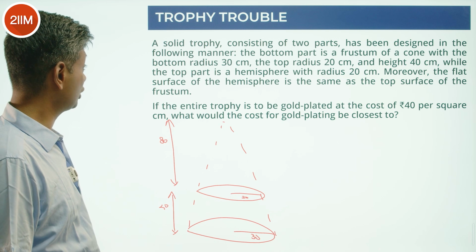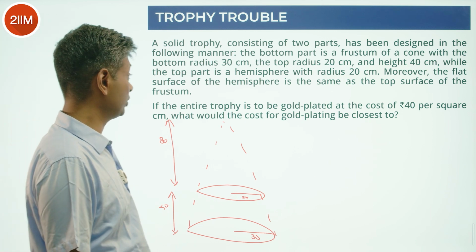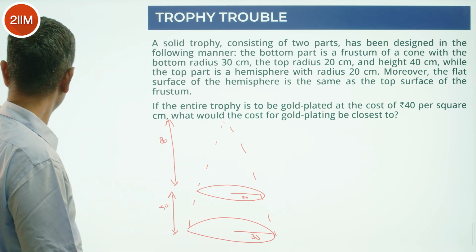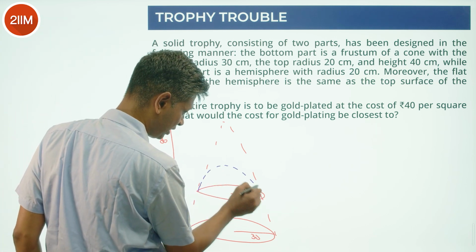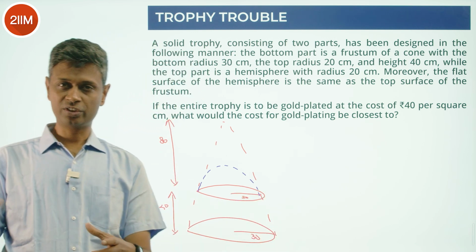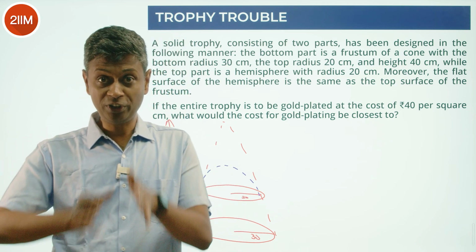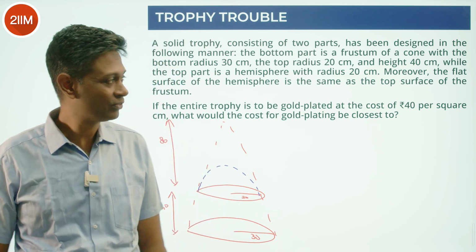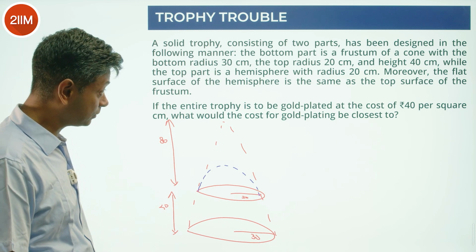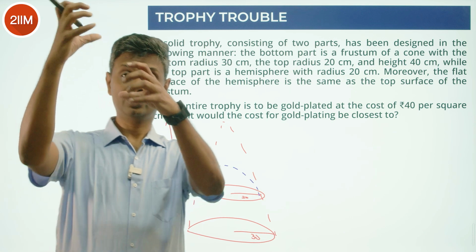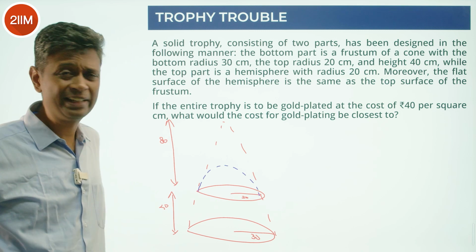This is the frustum. While the top part is a hemisphere with radius 20 centimeters, moreover, the flat surface of the hemisphere is the same as the top surface of the frustum. So on top of the frustum sits a hemisphere. Obviously, the hemisphere has radius 20. It is like one of those traffic cones, not the pointy ones, but the nice curved ones. The entire trophy is to be gold plated at the cost of rupees 40 per square centimeter. So it's a trophy, we hold this aloft. What would be the cost for gold plating, the closest?